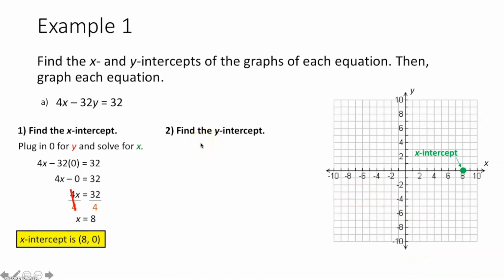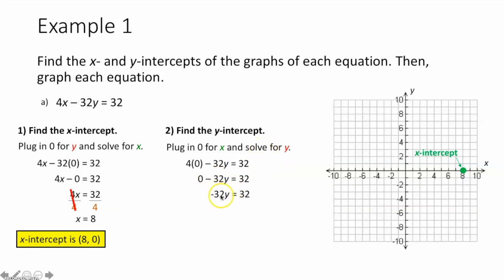So to find the y-intercept, we're going to plug in 0 for x this time and solve for y. So here is our original function. We're going to plug in 0 for x. And now what's 4 times 0? That's 0. What's 0 minus 32y? Negative 32y.